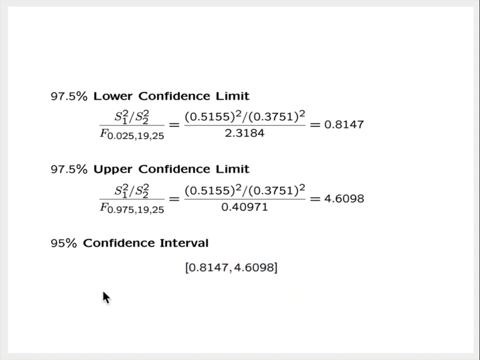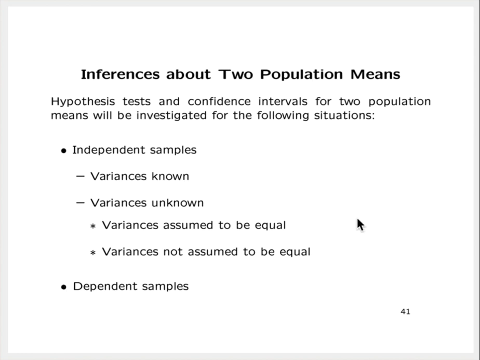So that is the end of the material that we're going to be looking at on making inferences about two population variances, specifically comparing the variances of two populations using hypothesis tests and also using confidence intervals. The next topic will be inferences about two population means, but we're going to do that in the next lecture video.